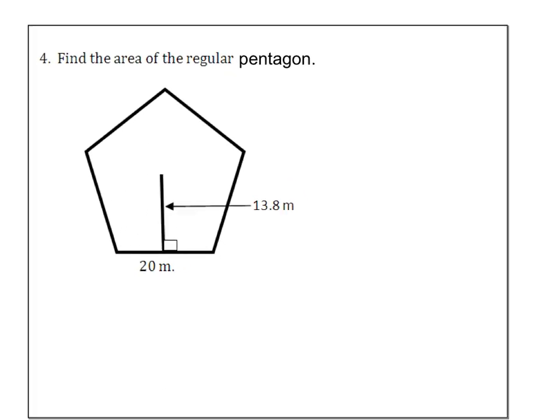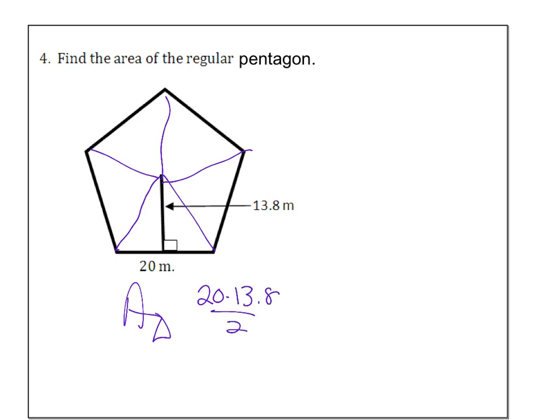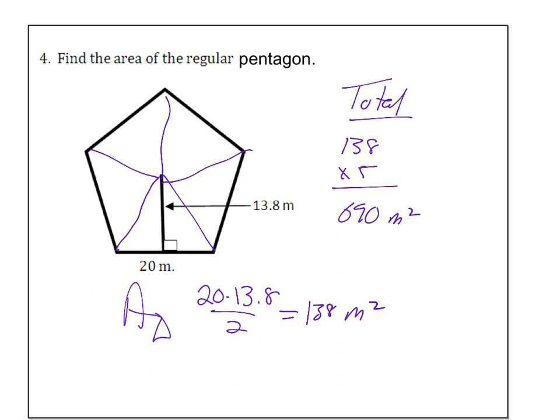Here, realize that I'm going to make 5 triangles. The area of one triangle is just going to be 20 times 13.8 divided by 2. That's going to give me 138 meters squared. Then my total is going to be 138 times 5, so that's going to be 690 meters squared.